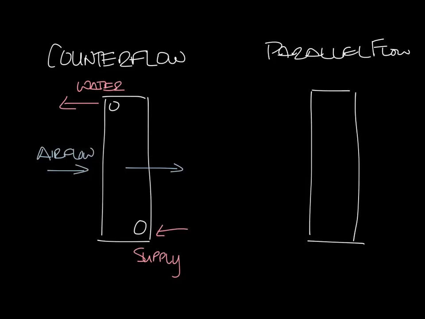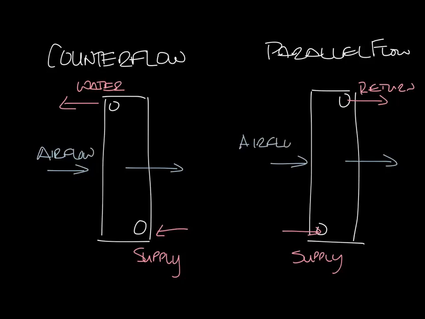So it looks like this. Let's draw our coil again. Now we're going to have our supply here and our return here, and the water is moving from the supply to the return in this direction, and then the airflow is moving in the same direction. In a parallel flow coil, the cold supply air will see the warmest water temperatures first, and then as it moves through the coil, the water temperatures will go down.